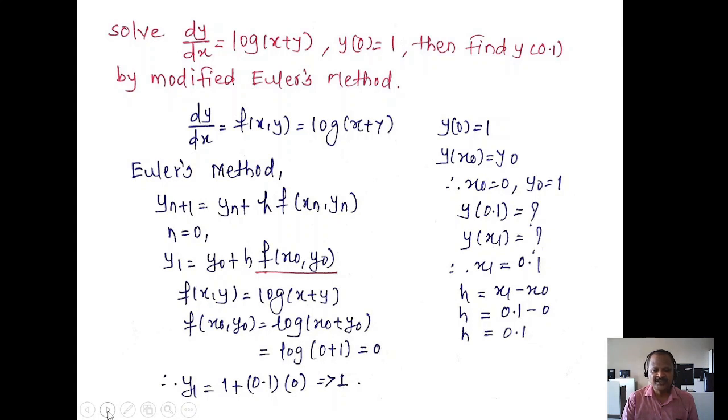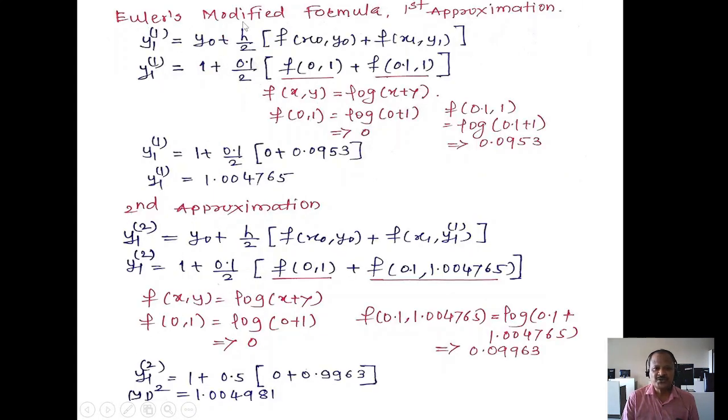Now we have to find the first approximation. So Euler's modified formula, first approximation: y1 is equal to y0 plus h upon 2 into the bracket f of x0 comma y0 plus f of x1 comma y1, bracket complete. So first approximation y1 is equal to the value of y0, which is 1, plus the value of h, which is 0.1, upon 2 into the bracket f of x0, which is 0, comma y0, which is 1, plus f of x1, which is 0.1, and y1, which is 1, bracket complete.